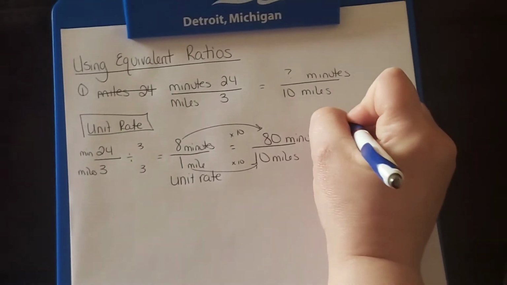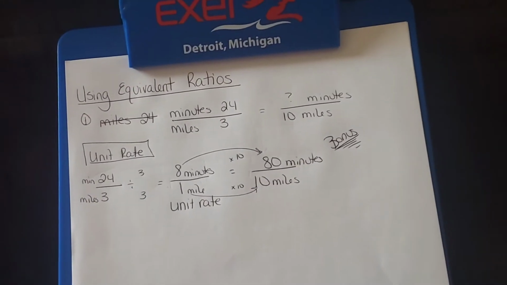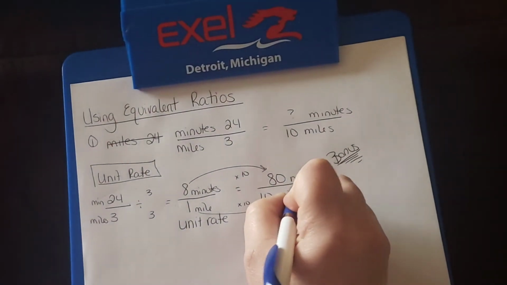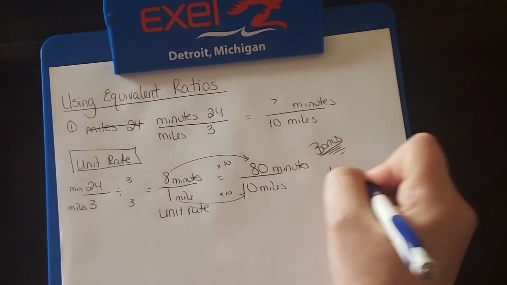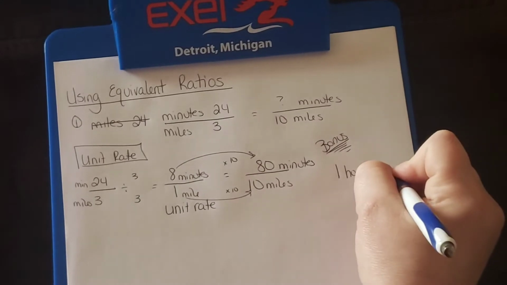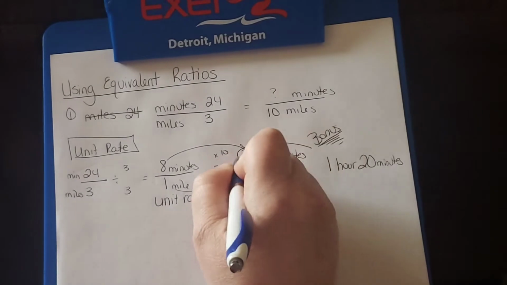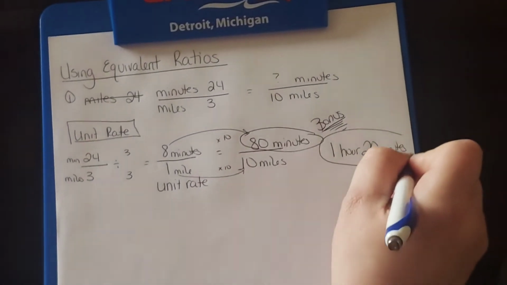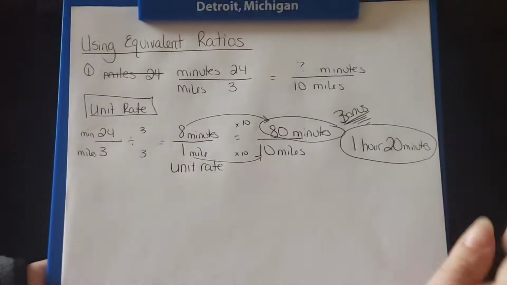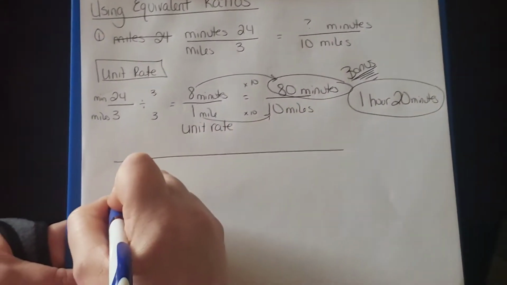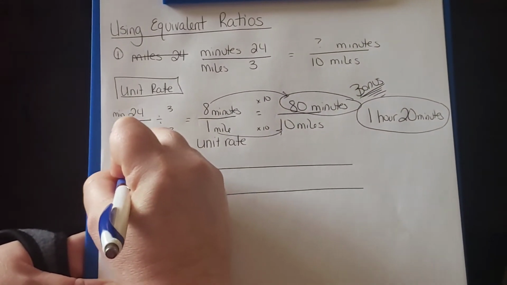Bonus. Well, how do you write that in hour and minute form? 60 minutes in 80 is 1 hour, 20 minutes left over, if you wanted to. But she either needs to take 80 minutes or 1 hour and 20 minutes to run 10 miles.